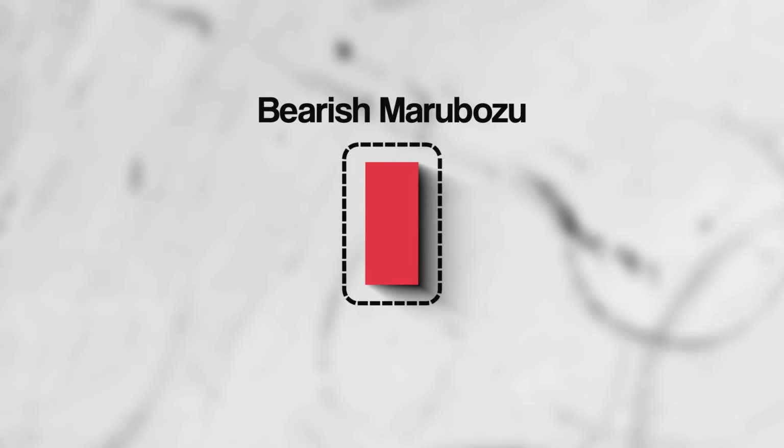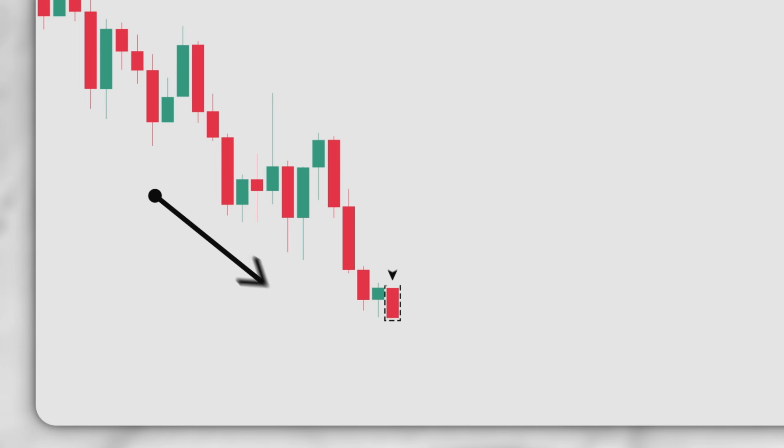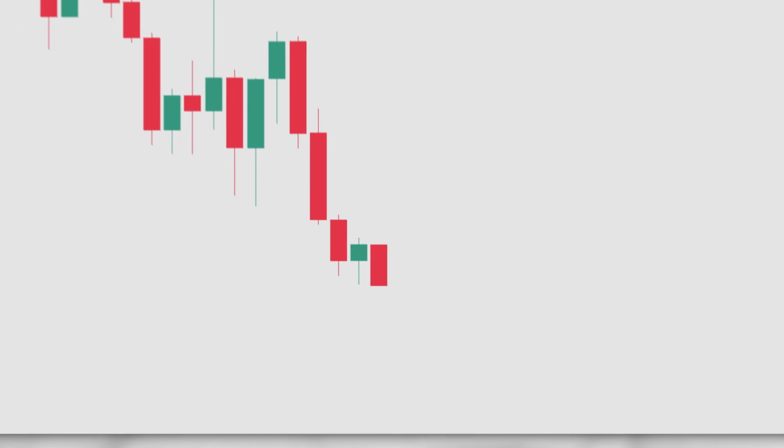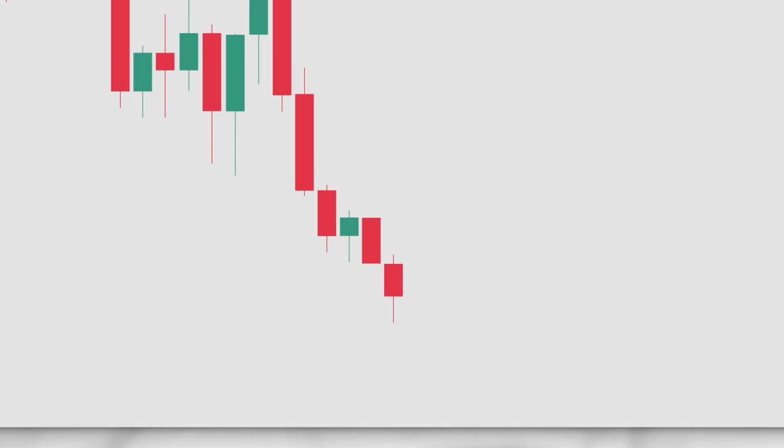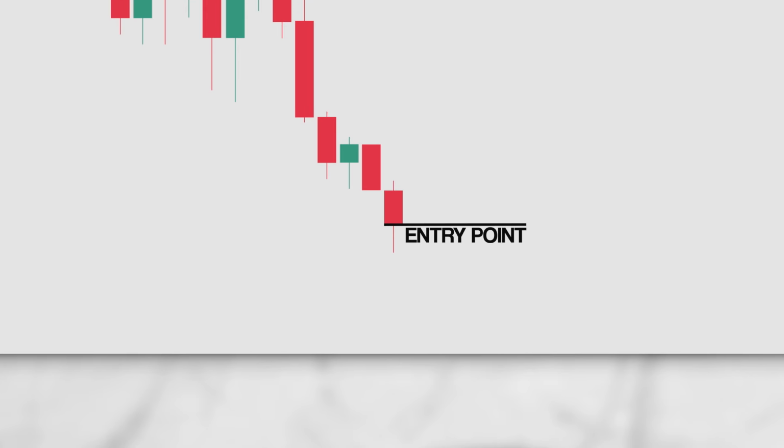The mirror version of this pattern is the bearish Marubozu. On the chart, it most often forms during a downtrend and signals trend continuation. Before entering a trade, we again wait for confirmation in the form of the next bearish candle. The close of that candle becomes our entry point, and the high of the Marubozu candle is used as the stop loss.